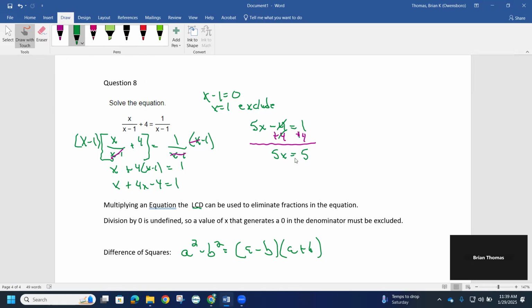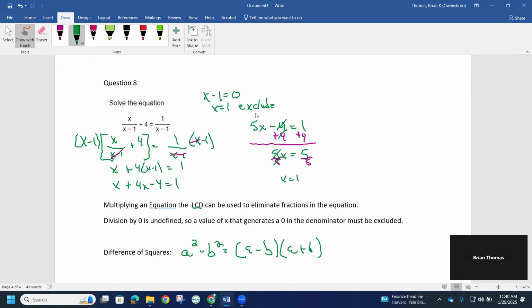So 5 times what value gives me 5? Of course, that would be a 1. Or again, if you want, you can get rid of the 5 by dividing by 5, because that's going to make a coefficient of 1. And remember, if the coefficient's 1, we don't show it. So the 5's cancel out and turn into a 1. But 1x is simply x, and 5 divided by 5 is 1, so 1 is our solution.